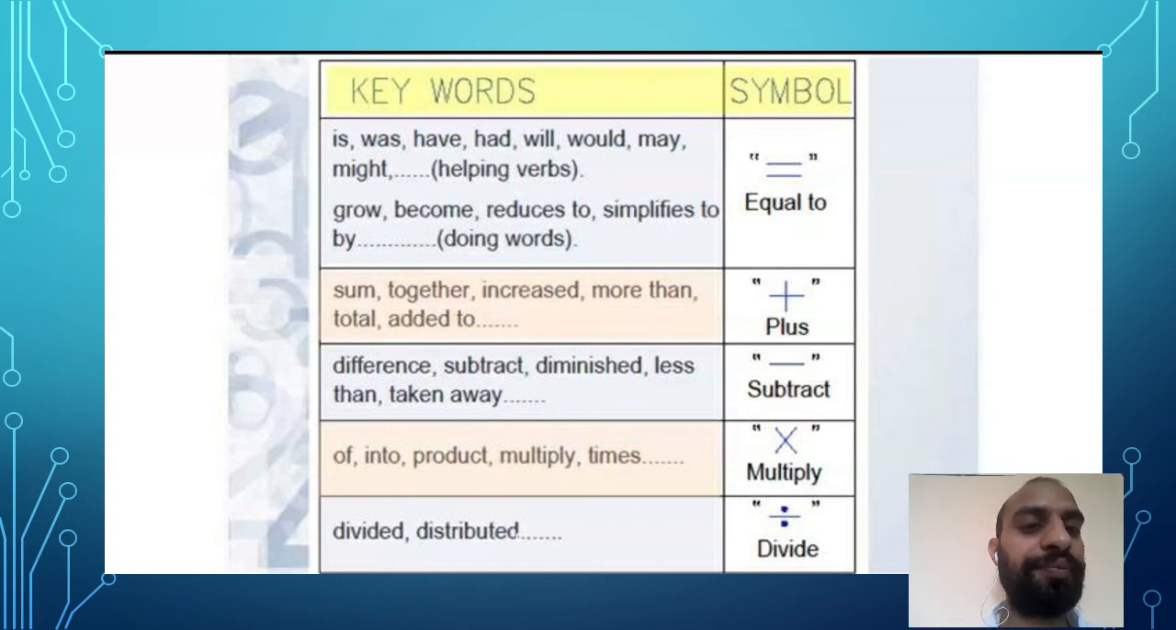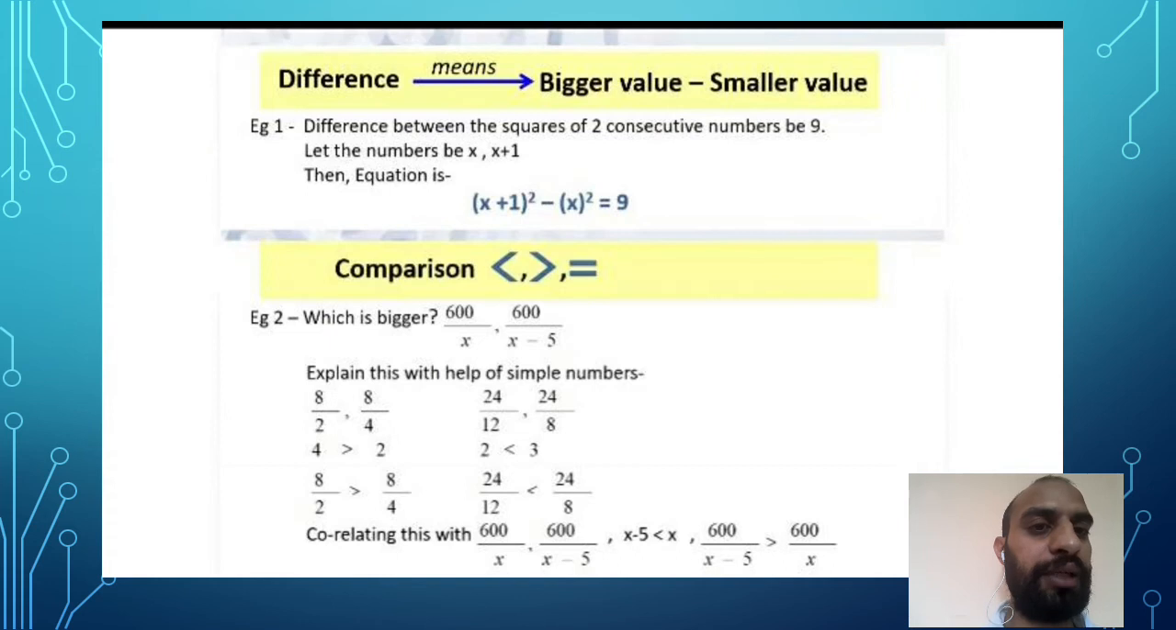Then next is multiply, into also represents multiply, product, 4 times, 5 times if it is written somewhere. So these all words represent the multiply sign. Divided, distributed, these are the words commonly used for division. So these are the keywords. If you keep these keywords in mind, definitely you can convert a statement into equation form. Let's see something more. Here some students are confused about difference.